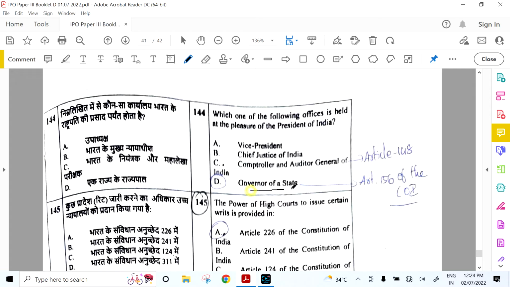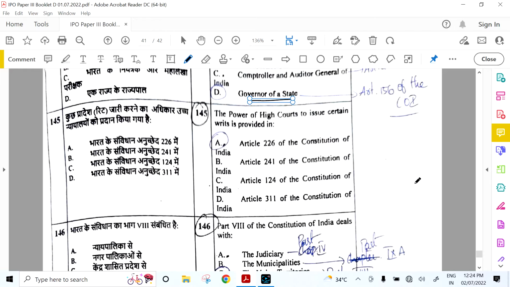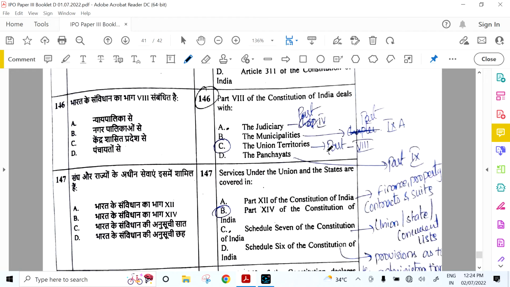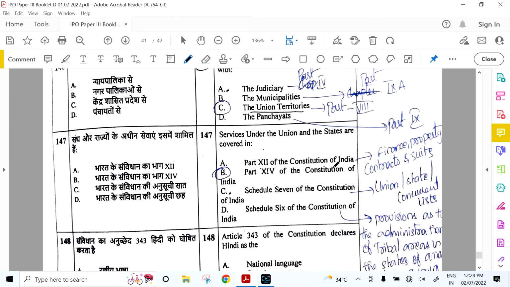It is Governor of State, Article 156 of the Constitution of India. The powers of the High Court to issue certain writs is provided in Article 226 of the Constitution of India. Part 8 of the Constitution of India deals with Union Territories. Judiciary is Part 4, and Municipalities is Part 9A. Panchayats is Part 9. Services under unions and states are covered under Part 14 of the Constitution of India.